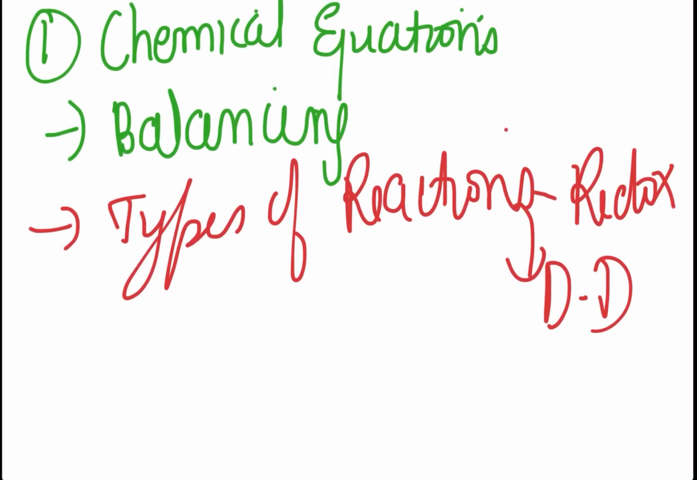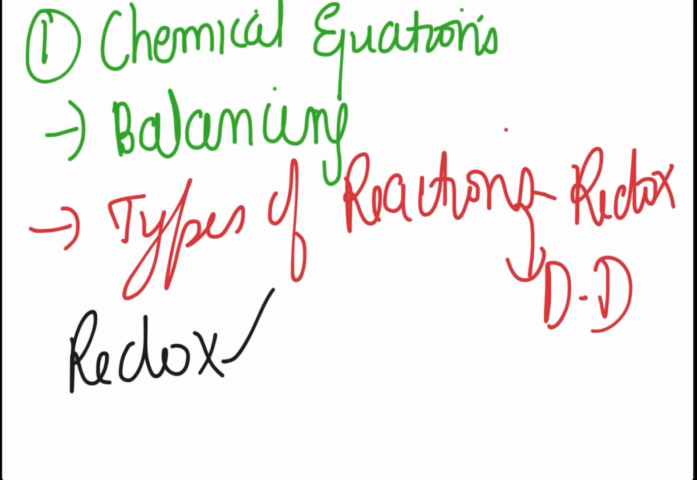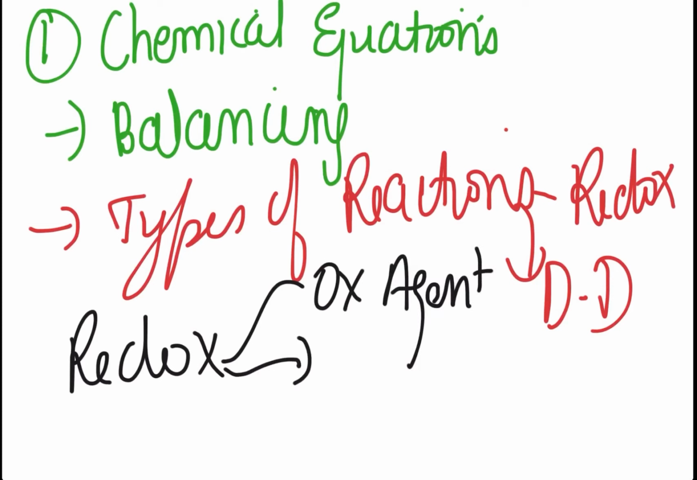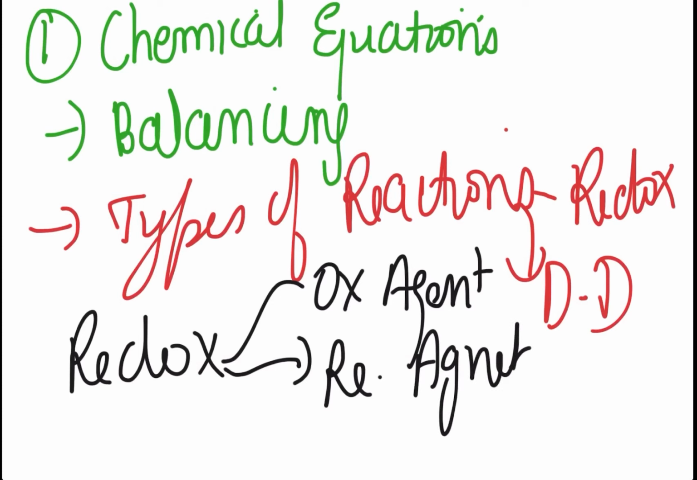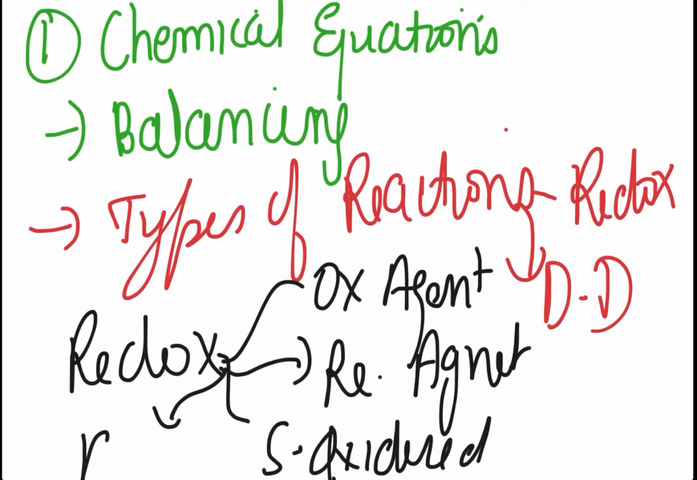Okay, so if I talk about redox, I should know all this: which is the oxidizing agent, which is the reducing agent. I have a video on this, you can watch that in the channel. Which is the substance oxidized, and which is the substance reduced. Substance oxidized is always your reducing agent, and substance reduced is always your oxidizing agent. It is an easy trick to remember this.